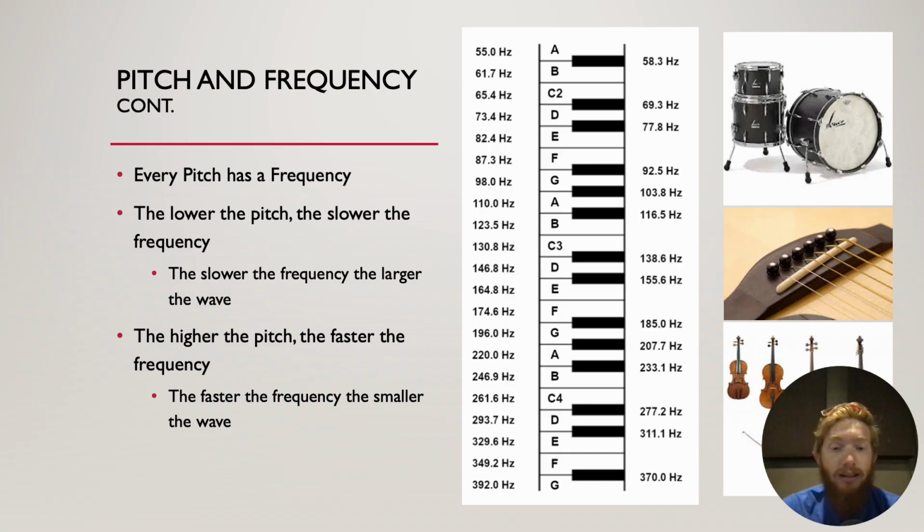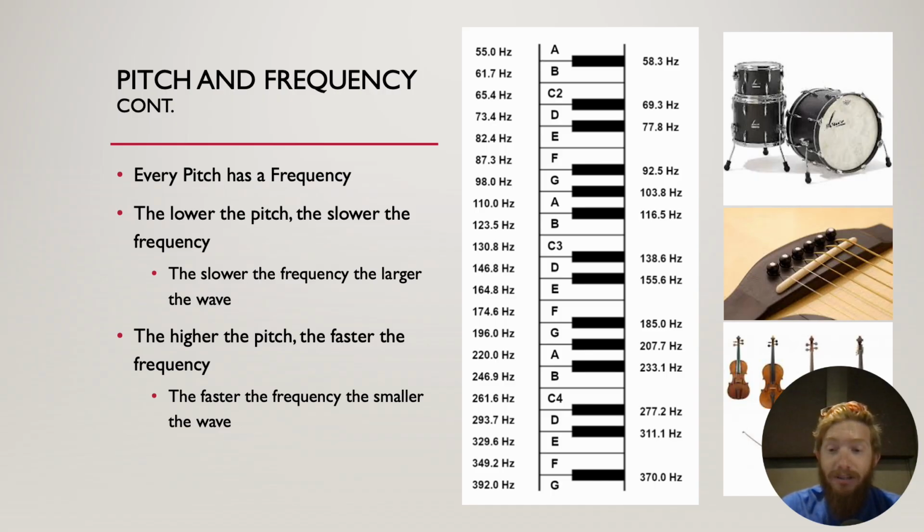I hinted on it on the last slide, but the lower the pitch, the slower the frequency, and the slower the frequency, the larger the wave, and then vice versa, that's also true. The higher the pitch, the faster the frequency, and the faster the frequency, the smaller the wave.